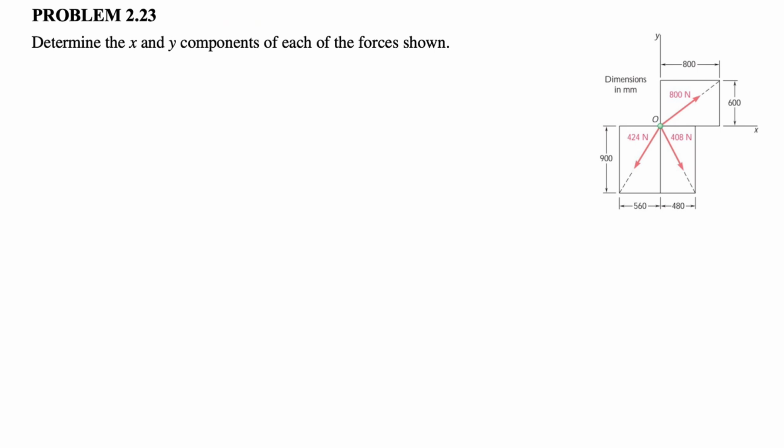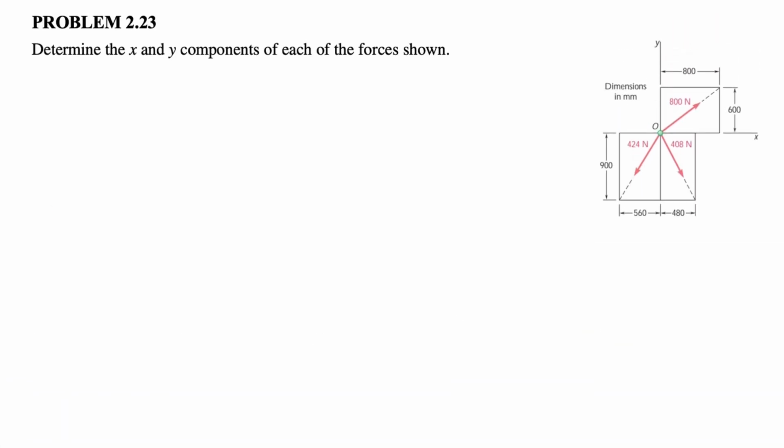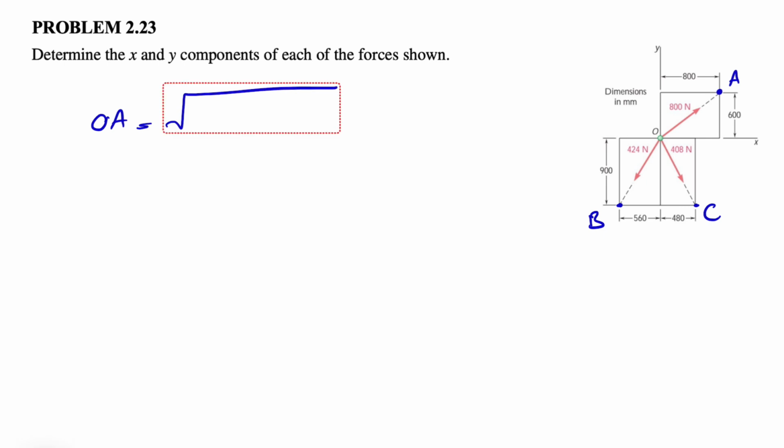So first of all, we have to find the angles in here, or what we can do is that in each of these right triangles that we see, we can find the hypotenuse. That way it's easy enough to find the sine and cosine. So let's do that. Let's call this point A, this point B, and this point C. If you want to find OA, based on the Pythagorean theorem, we have 600 squared plus 800 squared. That's going to be 1000 millimeter.